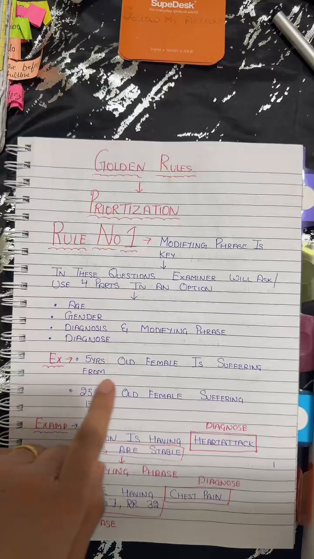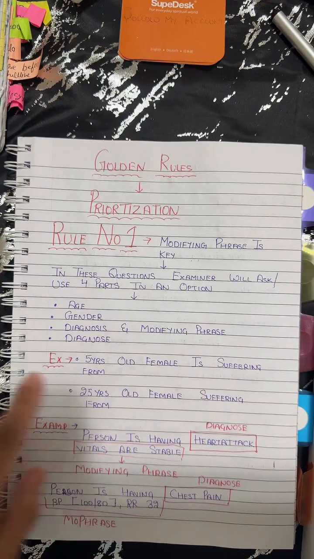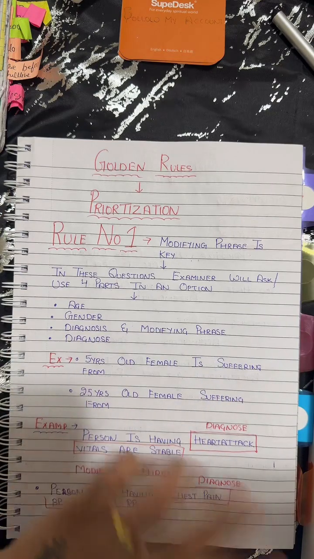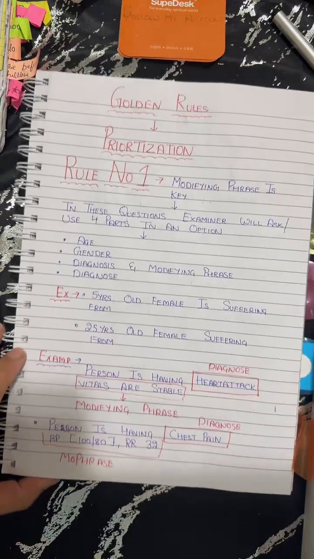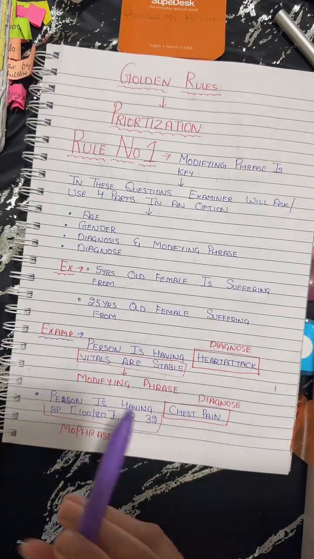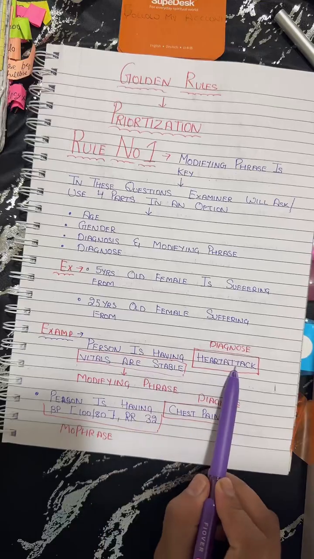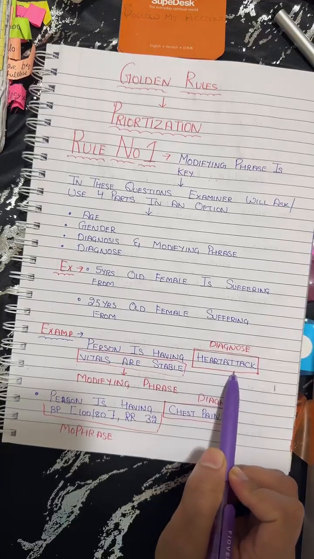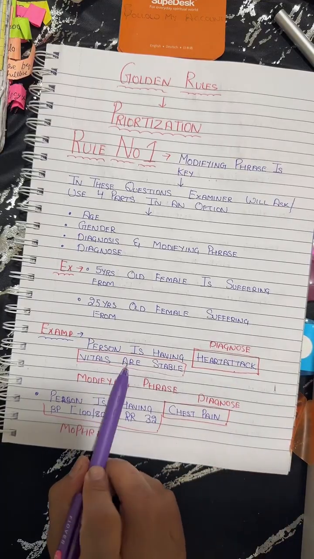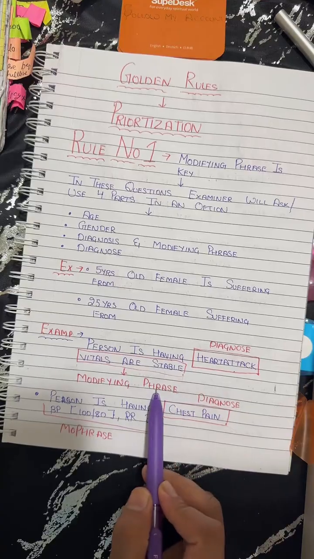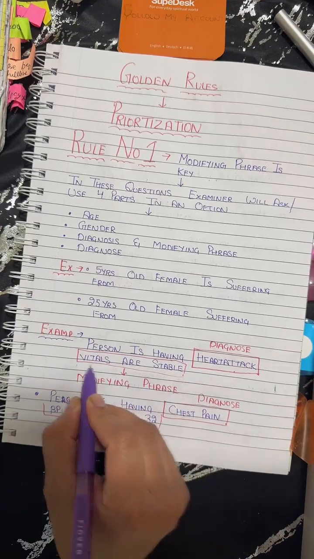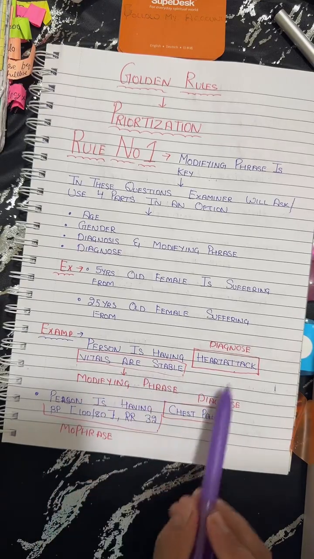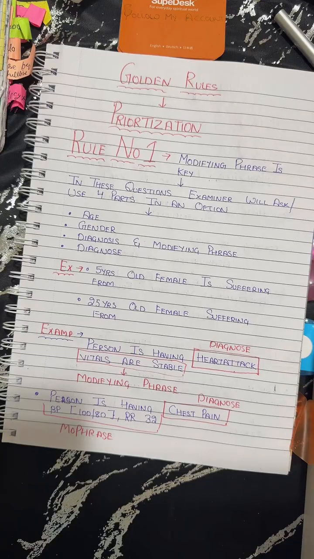So this is the example of how you will see the question in your exam. A 5-year-old female is suffering from dash. A 25-year-old female suffering from dash. And another example. Person is having a heart attack. Vitals are stable. So now the diagnose is heart attack, but the modifying phrase is vitals are stable. You have to look for the modifying phrase. Vitals are stable, but he has a heart attack.